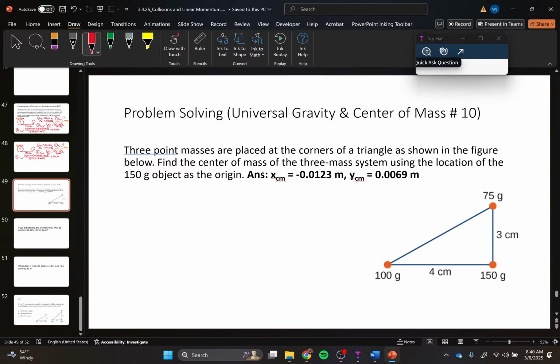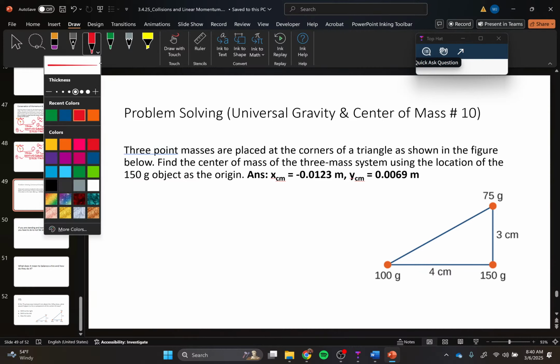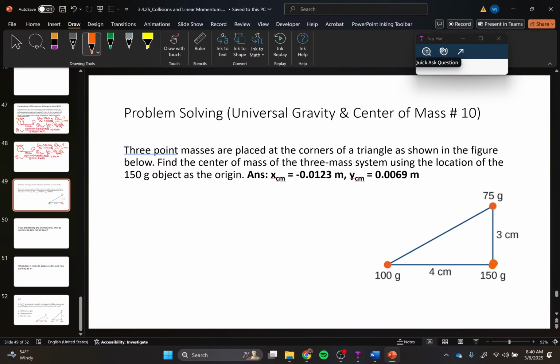So you want to find the x and y coordinate of every single object. That's one of the first steps in this. Where is each object located, x and y? You're going to need that information. Everything is measured from the 150. We said that's our origin. So what's the x and y coordinate of every single one, there are three objects here. On the picture, add those x and y coordinates for each object. You're going to reference that.